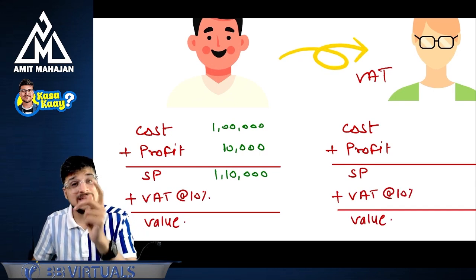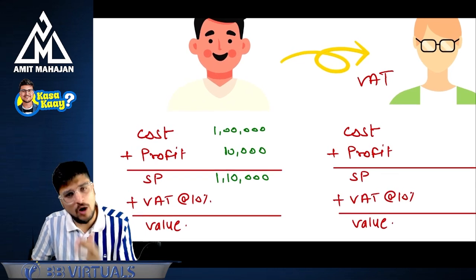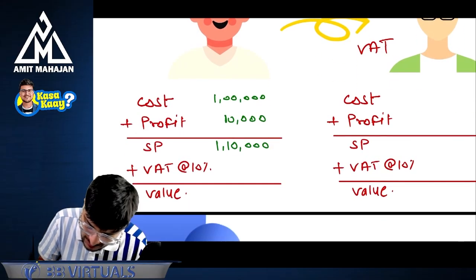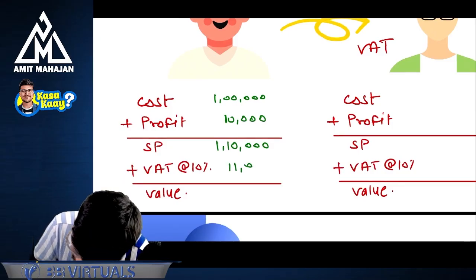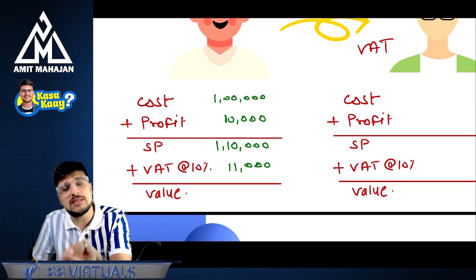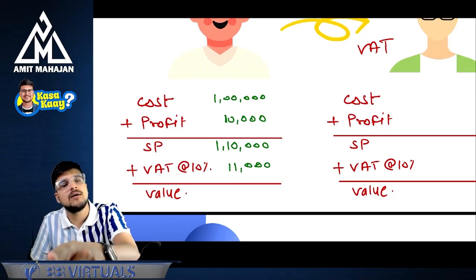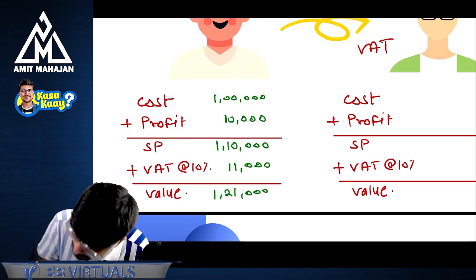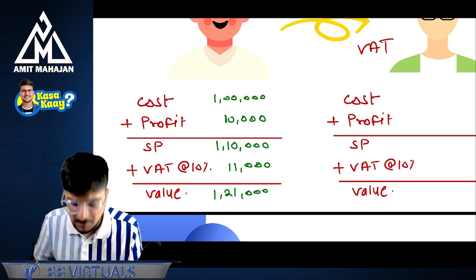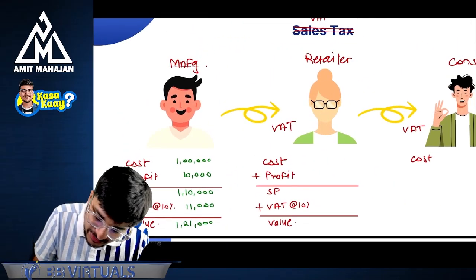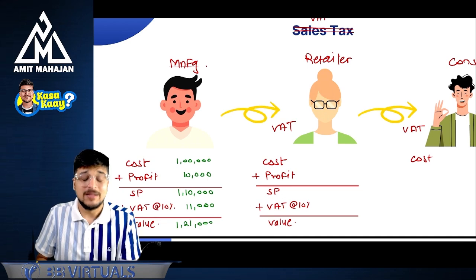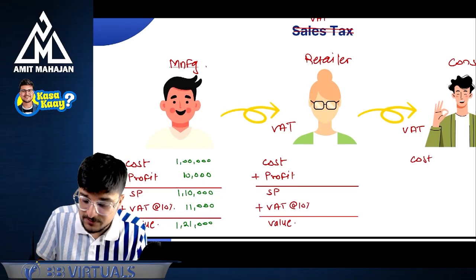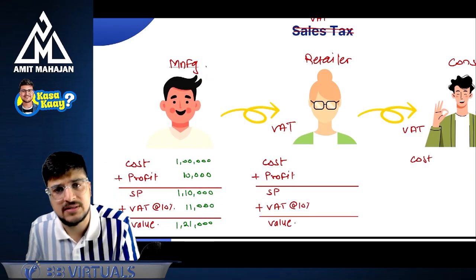Profit is 10,000 rupees, and the selling price is 1 lakh 10,000 rupees. Now, of course, that manufacturer will charge VAT at the rate of 10%, assuming the rate is 10%. So, 10% comes to what? 11,000 rupees. So, what is the amount which the manufacturer will charge from the retailer? It is going to be 1 lakh 21,000. Understanding? Perfect. And this amount, 1,21,000, will be paid by the retailer to the manufacturer.